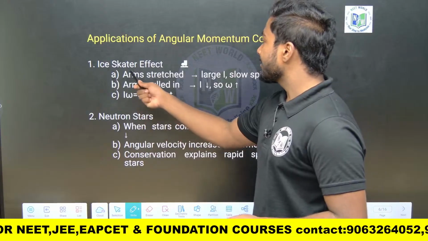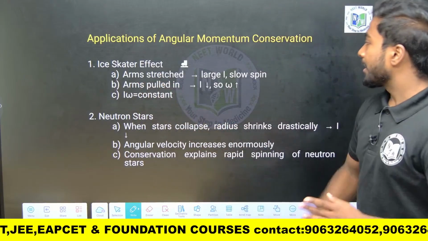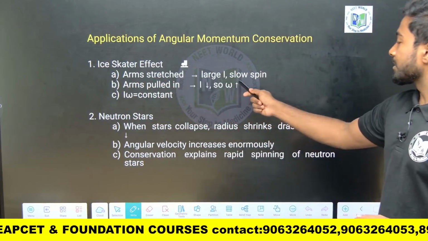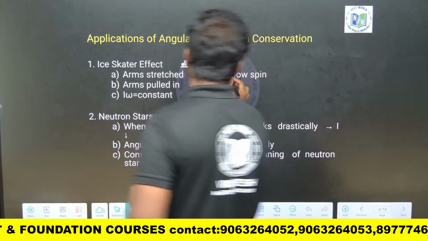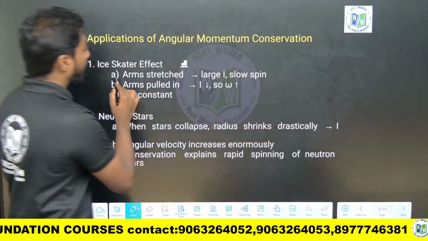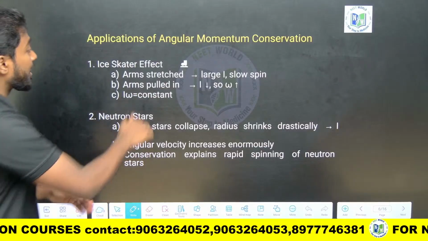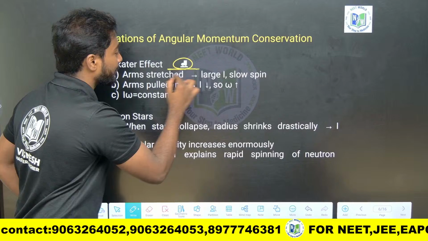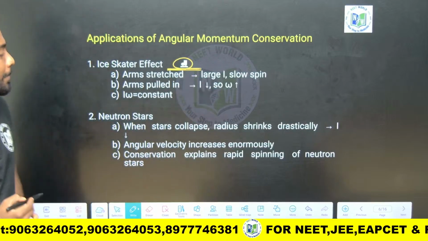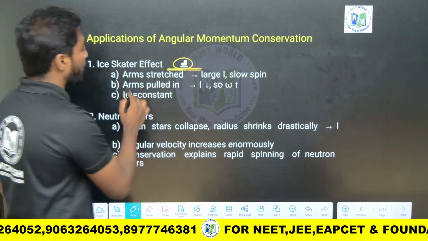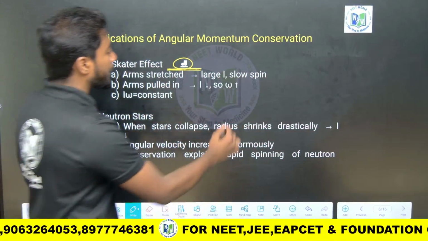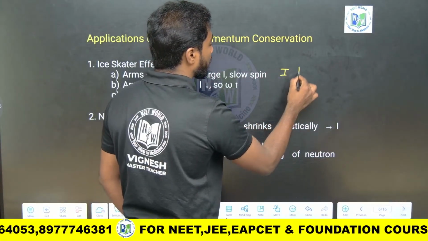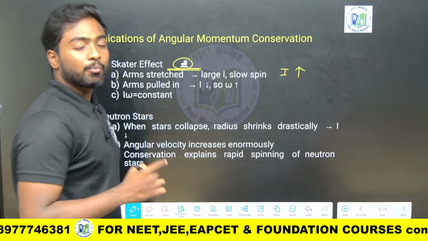First one, the ice skater effect. Like arms stretched, the moment of inertia I will be larger. In skating, that's why I gave this symbol here to understand that. If arms are stretched, I, the moment of inertia, will be more, so the spin will be less, a slow spin.